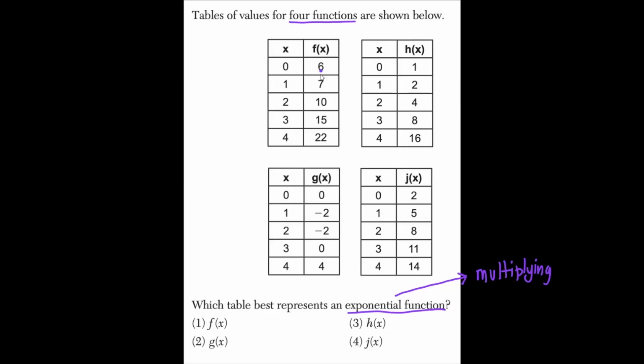Now, when I look through these, I first notice that the X values are all just increasing by one. So my eye should be focused on the Y values and how they're changing. Right away, this one here doesn't look like it is changing by multiplication. If I go from 6 to 7, I'm adding one. Then I'm adding three, then five, then seven. This one is actually quadratic.